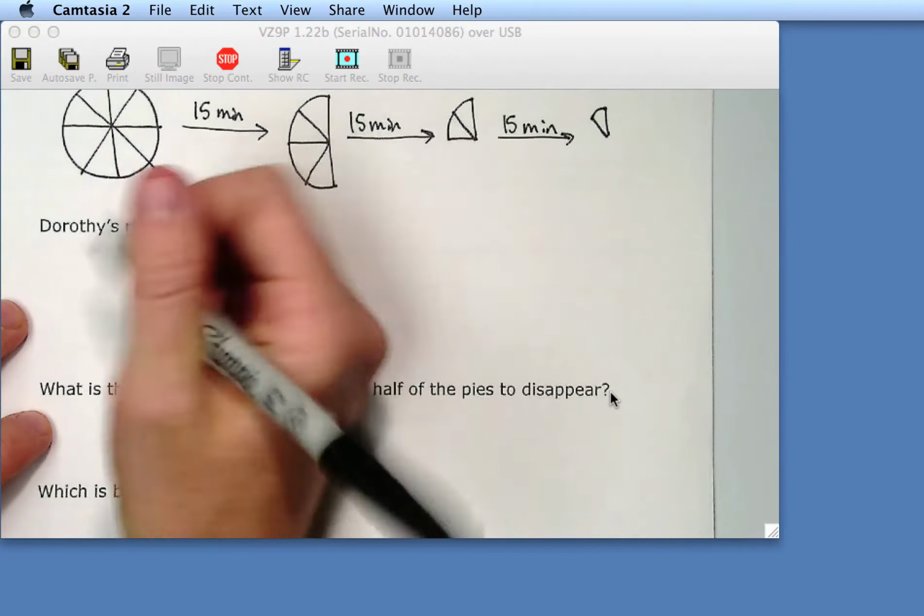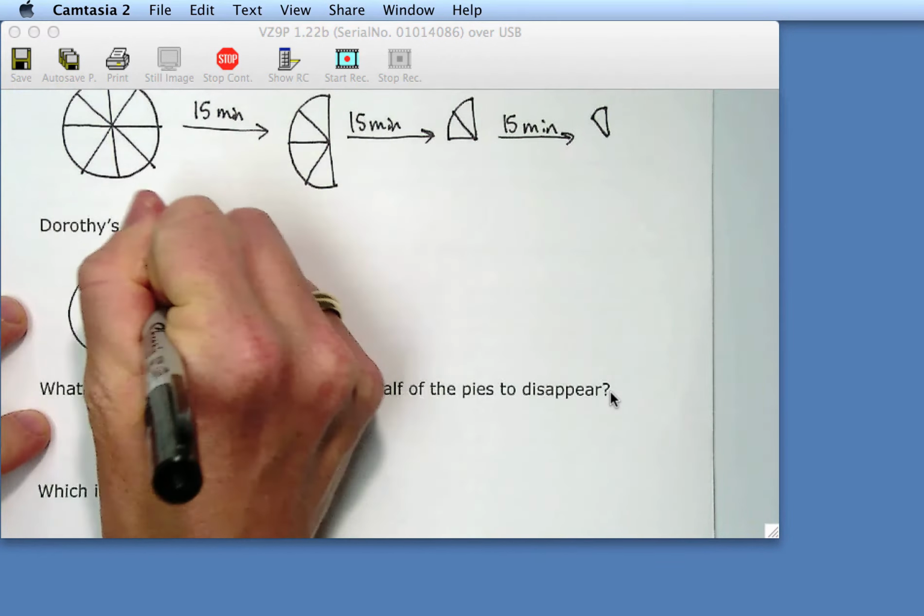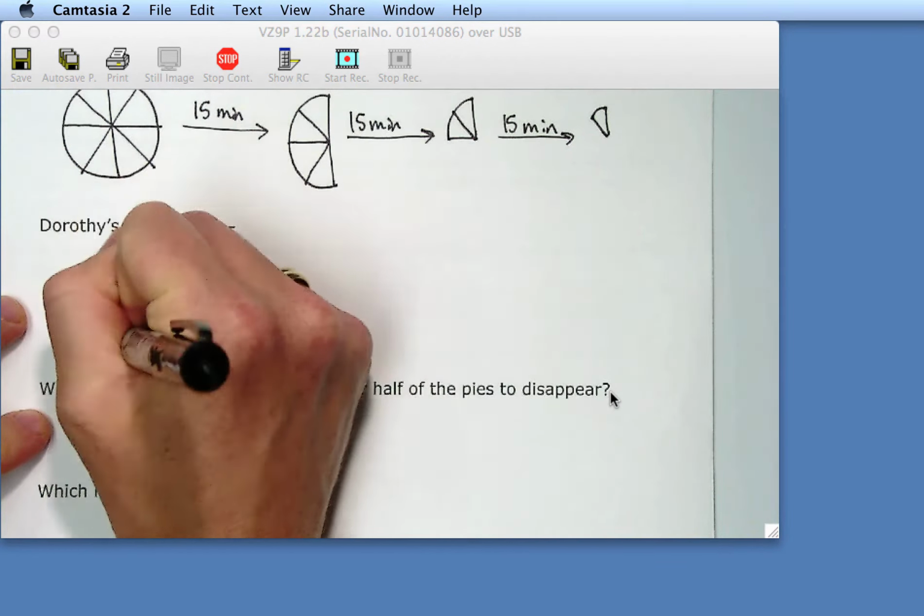We look at Dorothy's rhubarb pie. One of my friends thought it was rebar pie. That might be a little rough on your teeth. No, not rebar. Rhubarb. I'm sure nobody would eat it if it were a rebar pie.